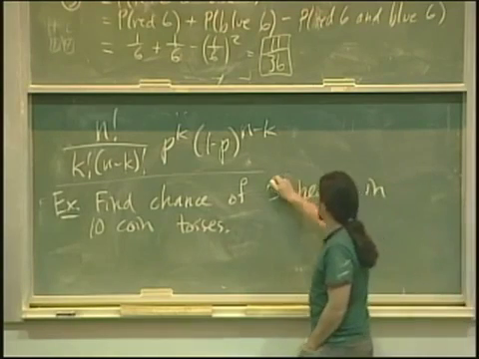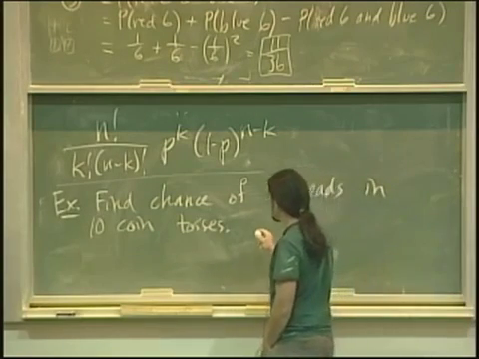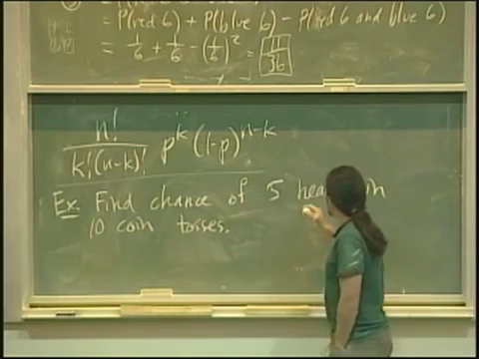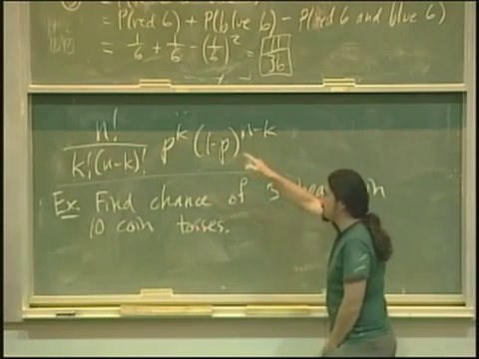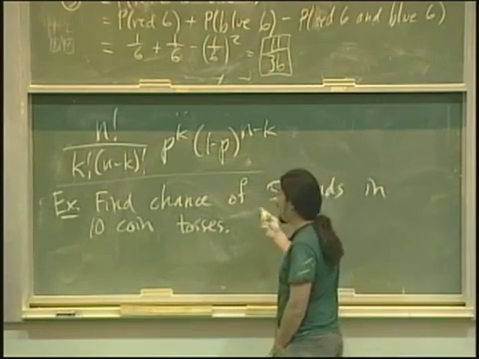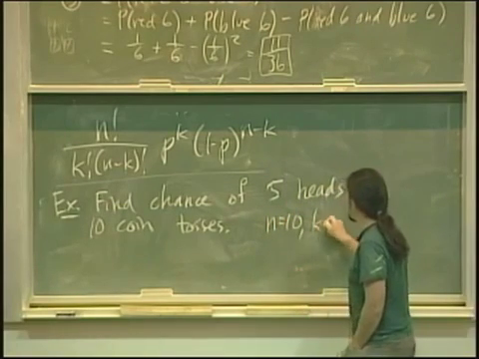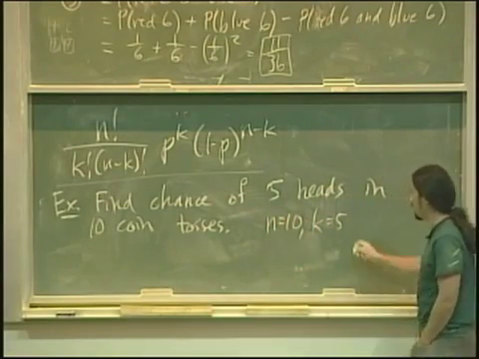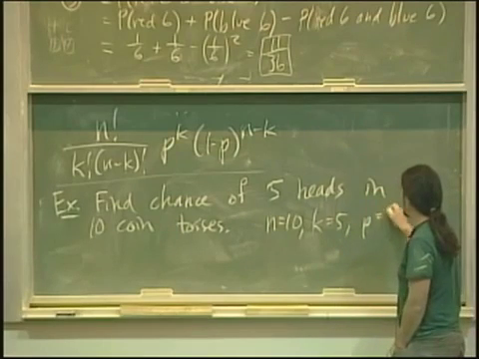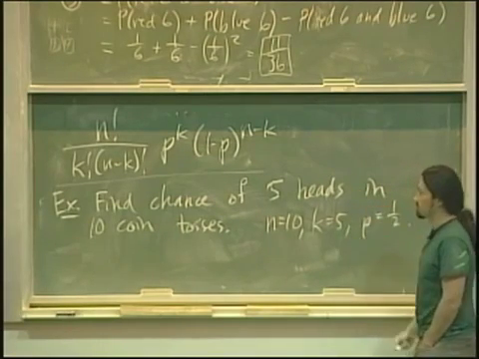OK, so I'll just translate into these n's and k's. N is the number of trials, so n equals 10. That's the number of coin tosses. K is 5. That's the number of heads that I want to get. And p is 1/2. Right? Then I just plug into this formula.